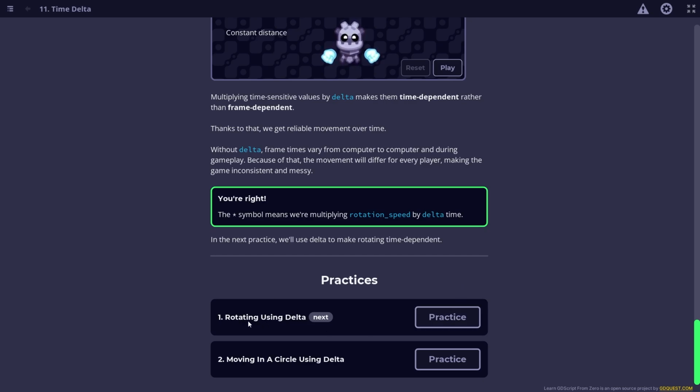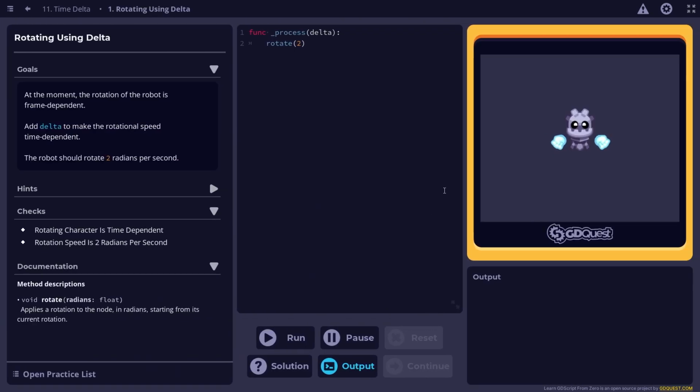Kind of like recursion. Rotating using delta, I say. Practice. Let's go. At the moment, the rotation of the robot is frame dependent. True. We're going to add delta to make the rotational speed time dependent. The robot should rotate 2 radians per second. Okay, so rotate 2 times delta. I'm just doing this because that's what we were doing, but I know this will work.